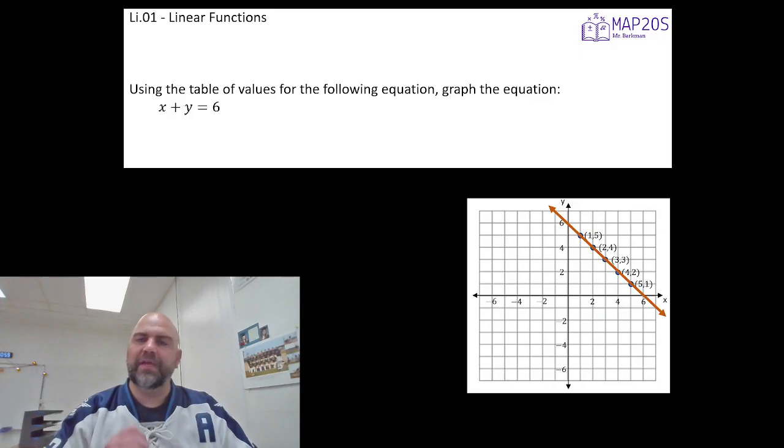So that line is made up of an infinite number of points which go exactly in order to get that line.